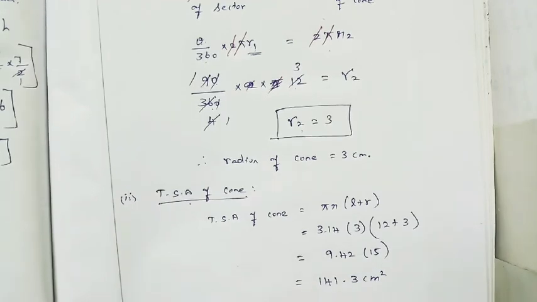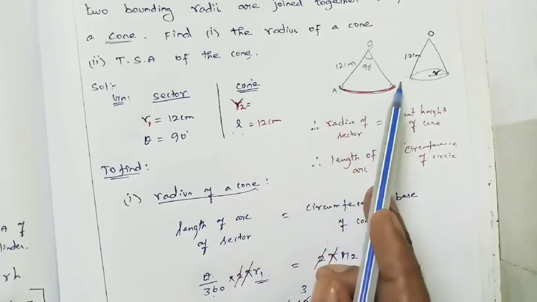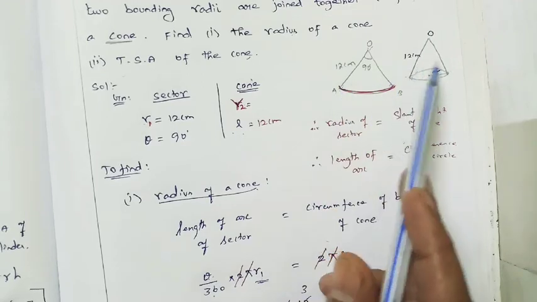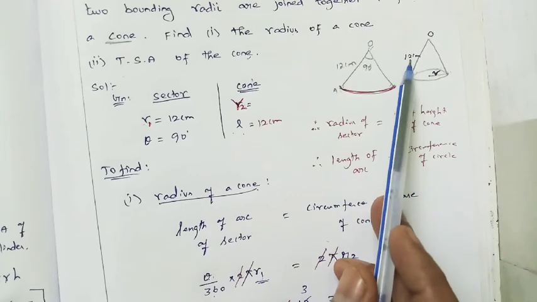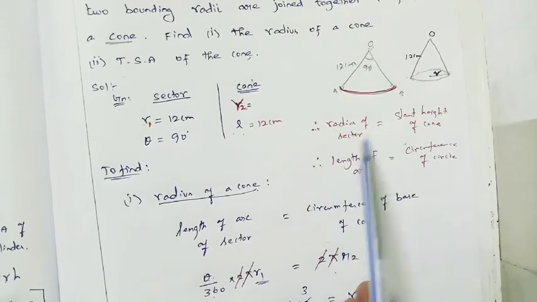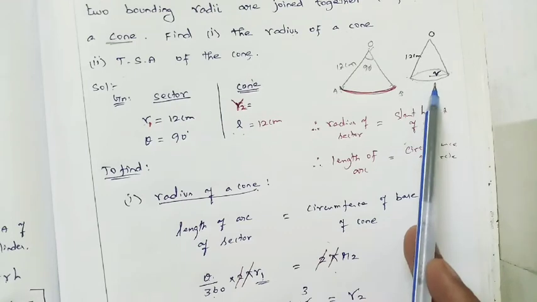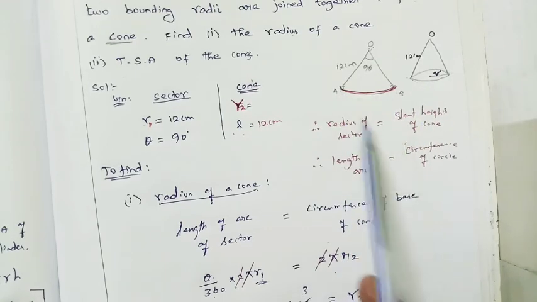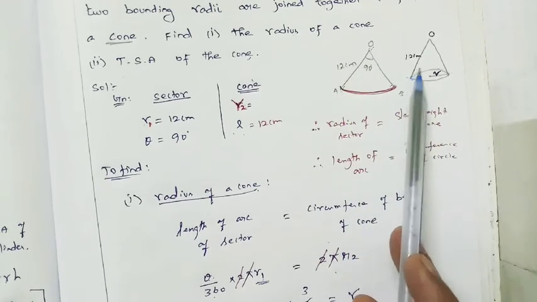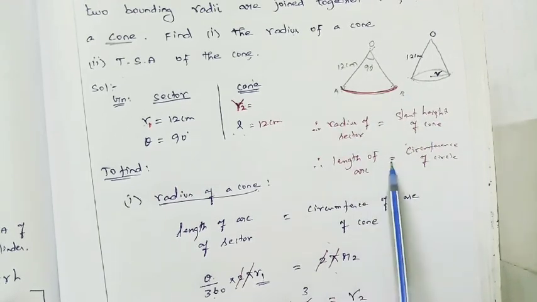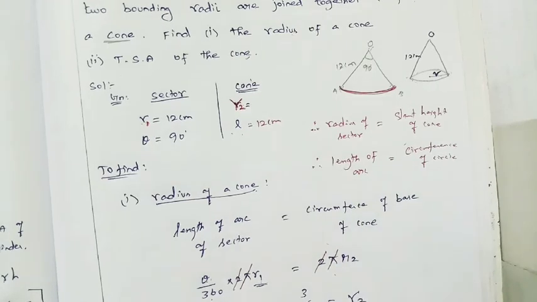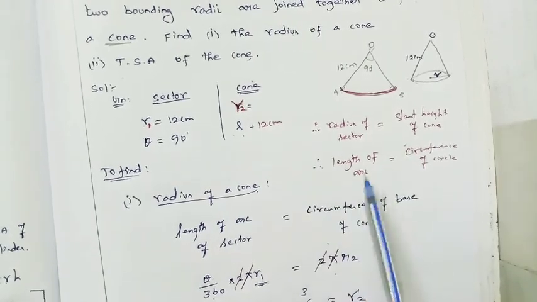And this is very important. In this sum, we are learning two new important notes. While we are rolling the sector and making the form of a cone, the radius of the sector is equal to the slant height of the cone. That is very important. And the length of arc is equal to the circumference of the base of the cone, so we equate them. Understood? Just keep it in your mind.